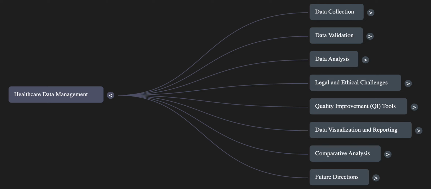It's a lot, but I think the aha moment, for me at least, is seeing how interconnected it all is. You can't have good analysis without good collection and validation. You can't drive real improvement without solid analysis and clear communication. And none of it matters if you violate legal or ethical boundaries. It all has to work together. That's a great summary. It's a whole system working towards better patient outcomes.